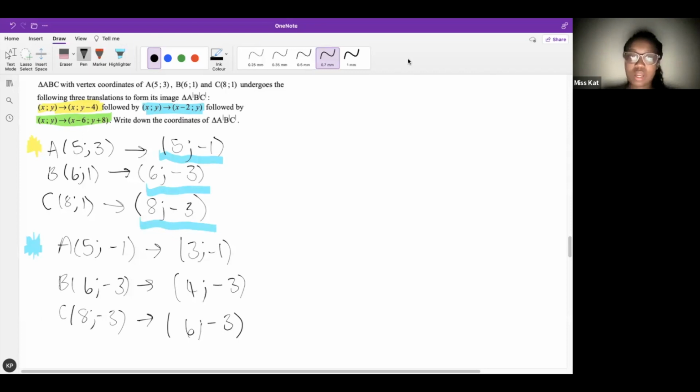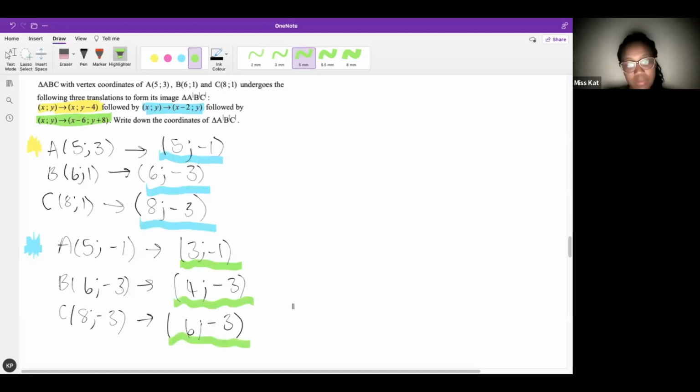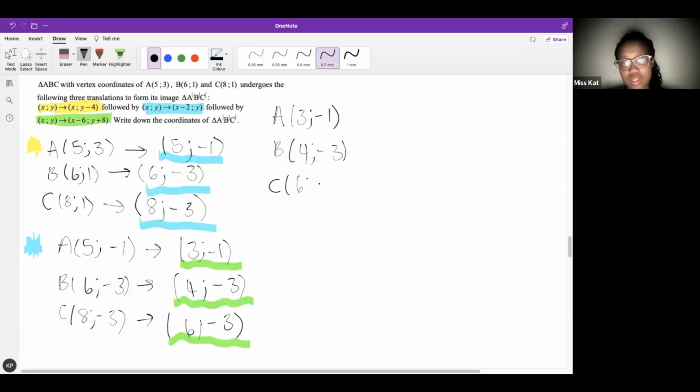Okay, so now these ones will be the originals. So now we're going from 3, -1, 4, -3, and 6, -3. Okay, we're doing the green translation. So I need to know what my final A prime is, my B prime, and my C prime.